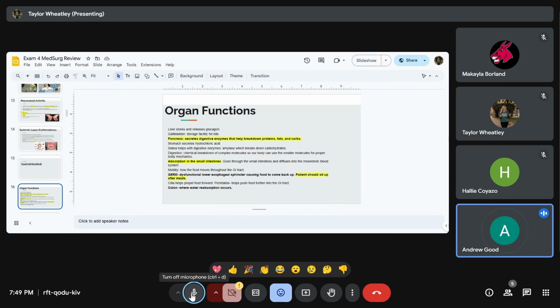And then GERD, which you talked about, I don't know too much about, but there's a dysfunction in the lower esophageal sphincter, causing food and that acid to come back up and cause issues with the esophagus. So patients should be sitting up after meals. That's a good intervention to have. They shouldn't be lying down because all that acid is going to be leaking into that esophagus.